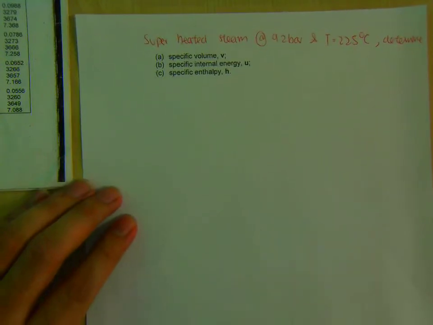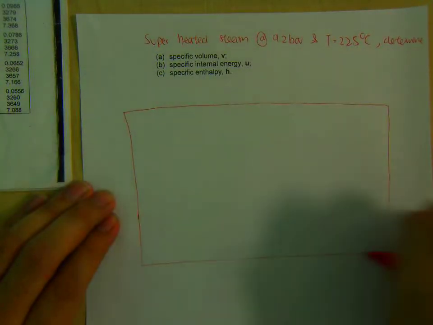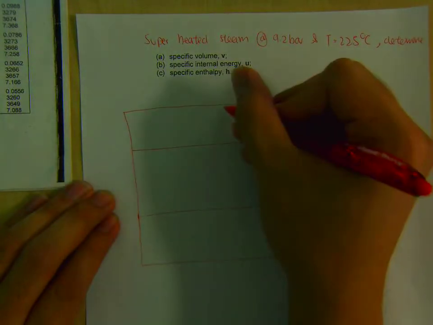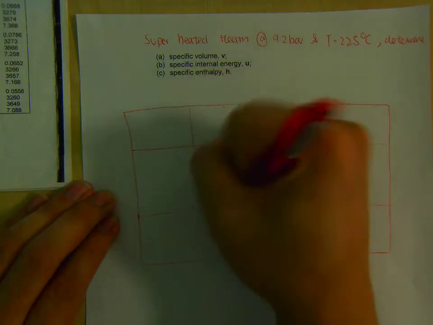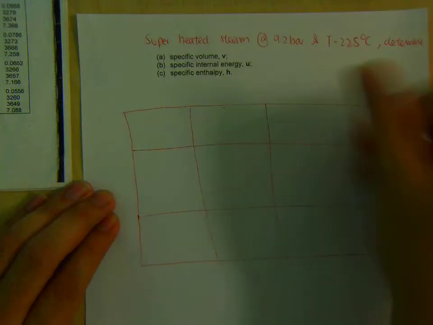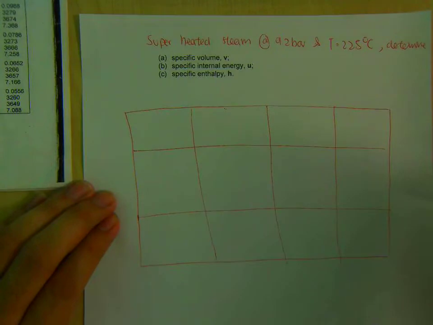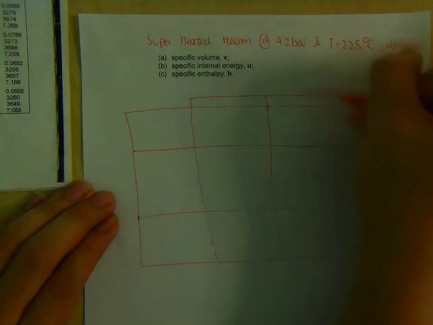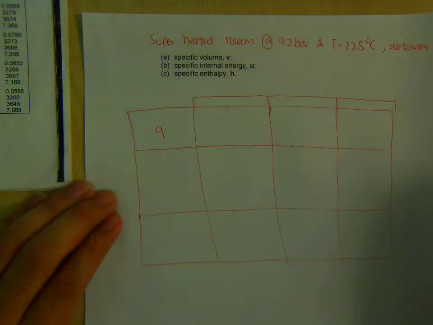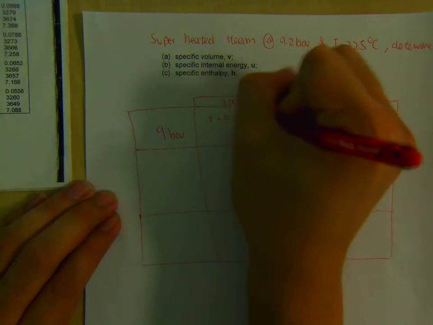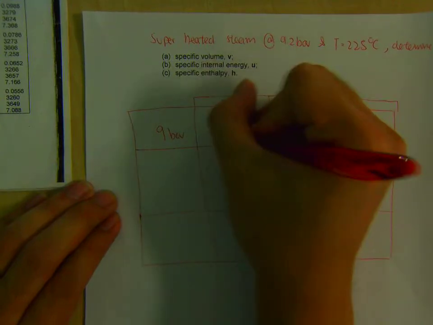To help you better visualize this process, I will draw a matrix like that. Give me a minute. There will be a 1, 2. I'm still short of one row here. What values do we have? At 9 bar, let me write down temperature 200 degrees Celsius, from the table directly. V is 0.2305, U is 2628, H is 2835.